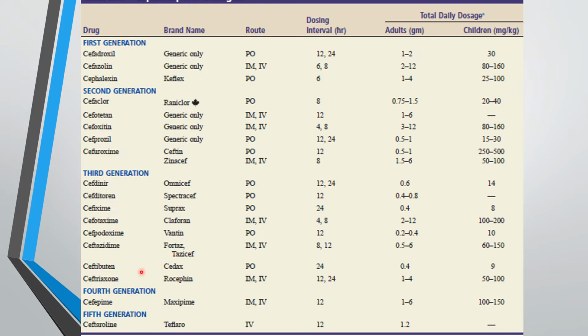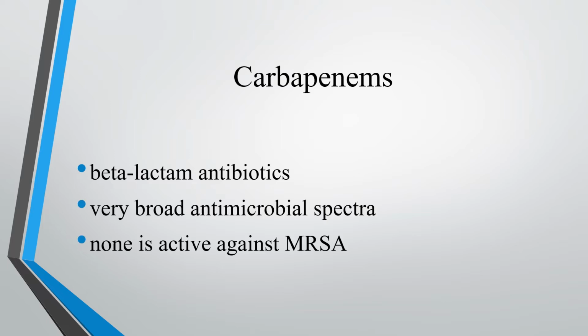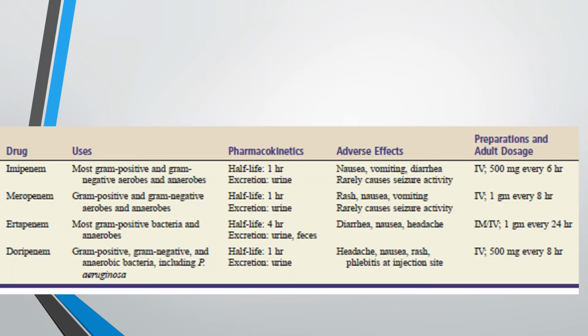So here are your cephalosporin dosages. With the exception of your ceftriaxone, cephalosporins require a dosage reduction in patients with severe renal impairment. Now let's go for your carbapenems. They are beta-lactam antibiotics that have very broad antimicrobial spectra, although none is active against MRSA. And here is the list of your carbapenems.